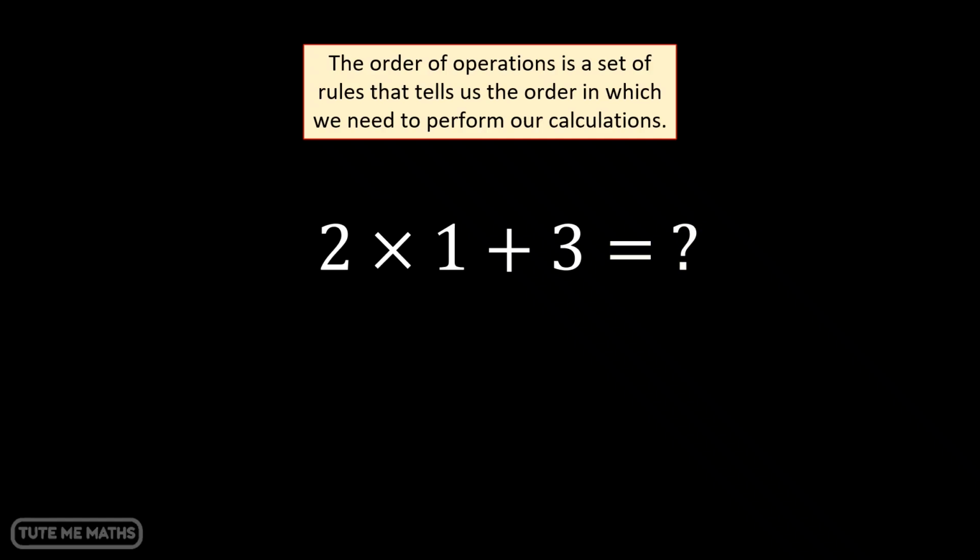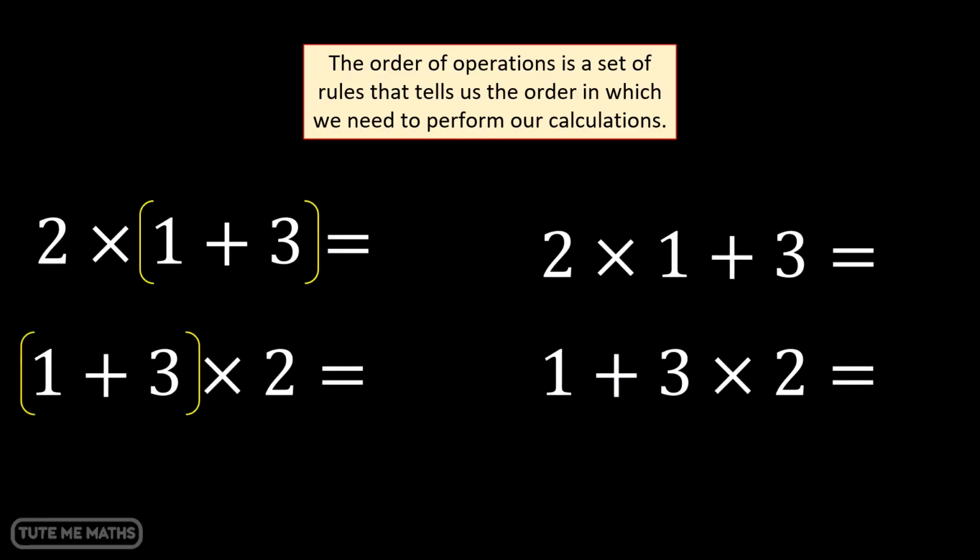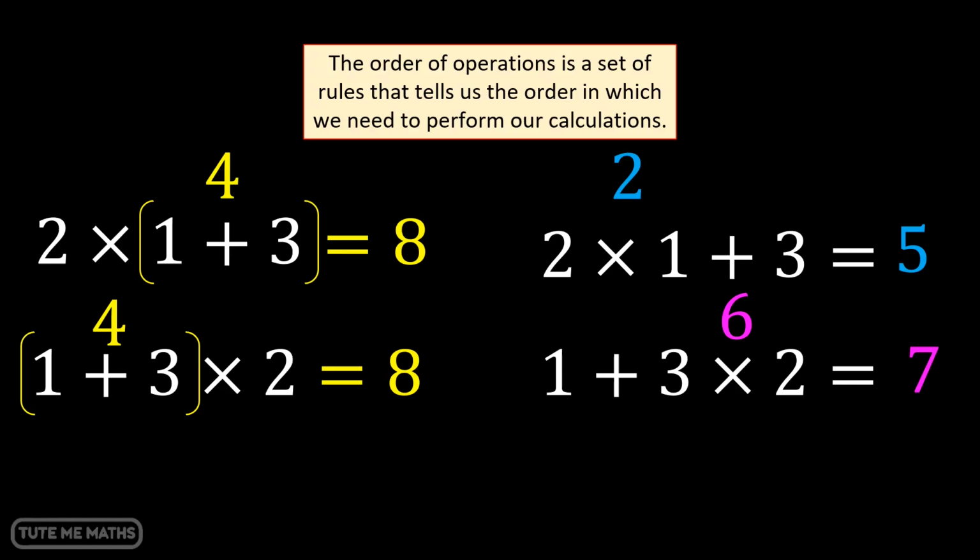If I had said 2 lots of 1 and 3, or 2 lots of the sum of 1 and 3, or the product of 2 and the sum of 1 and 3, and so on, then I'm making it clear that I intend to add the 1 and 3 first, and then multiply by the 2, giving the same answer of 8 that we achieved earlier. Once again, in written form, we need the grouping symbols to clarify this intended order of calculations.